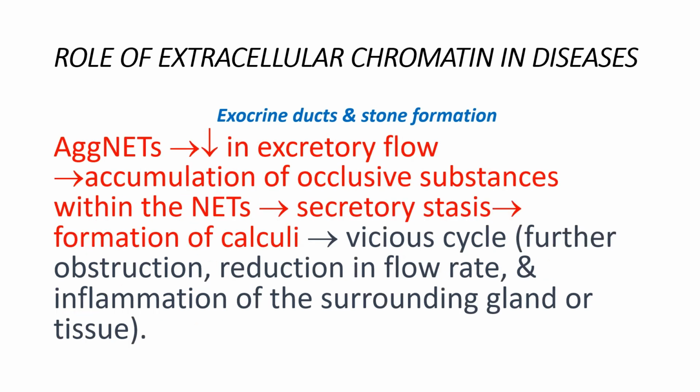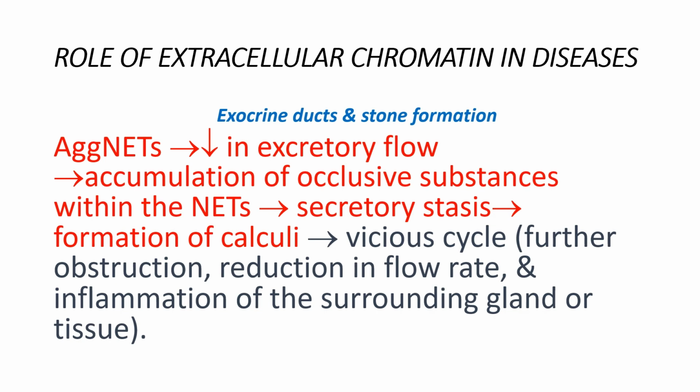Regardless of the underlying cause, the formation of aggregated neutrophil extracellular traps, or aggNETs, leads to a decrease in the excretory flow and subsequent accumulation of occlusive substances within the NETs. Over time, this results in gradual development of secretory stasis, creating an environment favorable for the formation of calculi. This process sets a vicious cycle characterized by further obstruction of the ducts, reduction in flow rate, and inflammation of the surrounding gland or tissue.